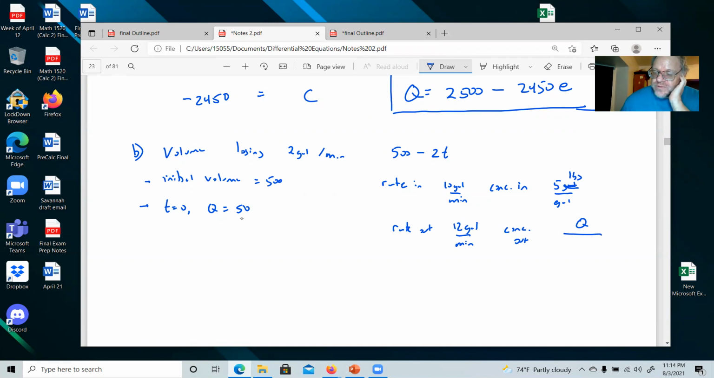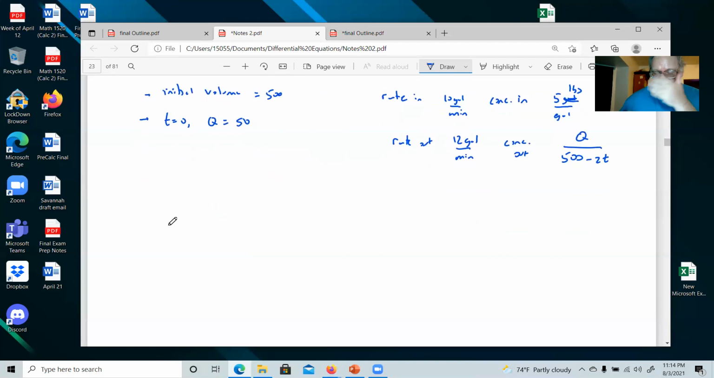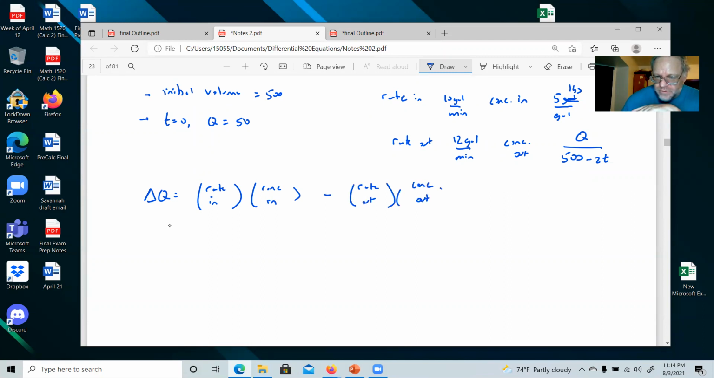And then, what did I do in the first problem? I divided by the volume. What's the volume in this case? Well, the volume is 500 minus 2t. It's important to set this stuff up so that, you don't necessarily have to do this particular step, but it is kind of important to lay out what's going on here. So we have rate in times concentration in, minus rate out times your concentration out.